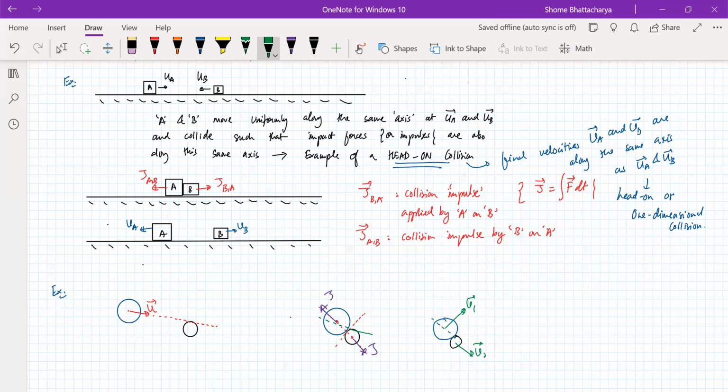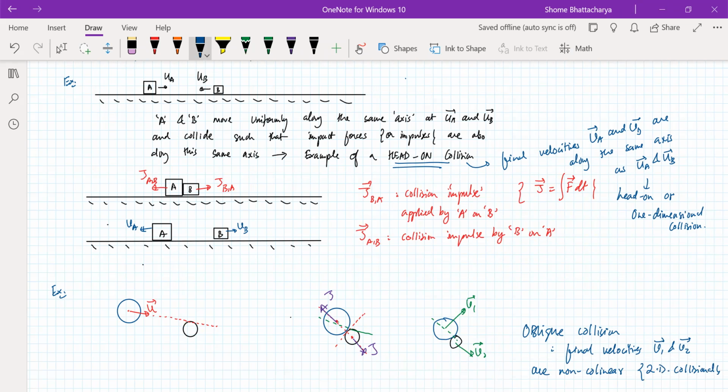Because now the initial and final momenta are not along the same axis, it's not a one-dimensional collision. It is a two-dimensional collision, or what we call an oblique collision. So here this is called an oblique collision. The final velocities, that is v1 vector and v2 vector, are what we call non-collinear. So it is an example of a two-dimensional collision, or what we call an oblique collision.